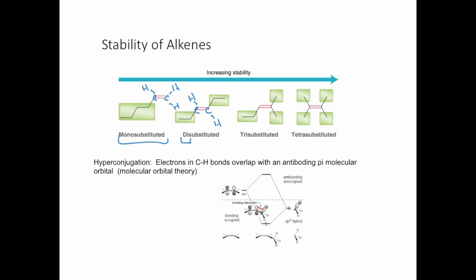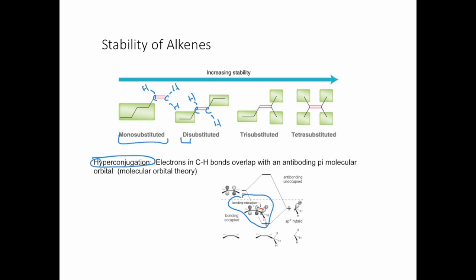Now, the more substituted the alkene, the more stable, which is due to something called hyperconjugation, which is quite complicated and involves some molecular orbital theory, which we don't really want to get into. But essentially what's happening is electrons in carbon-hydrogen bonds overlap with something called an antibonding pi molecular orbital. And this is a picture here.